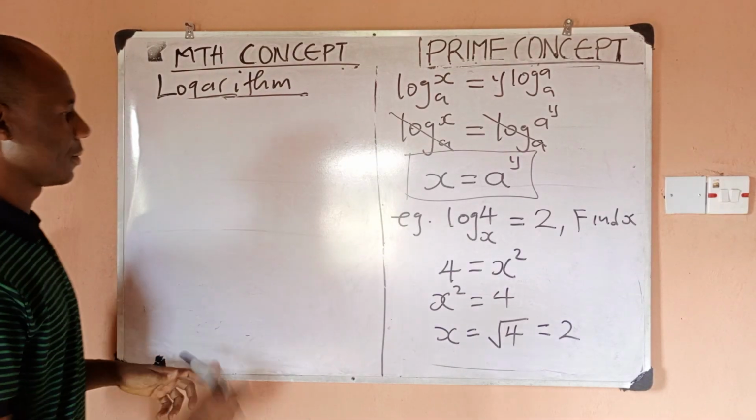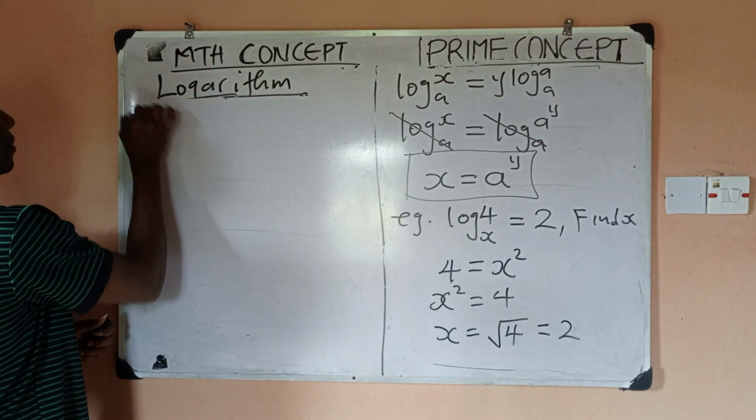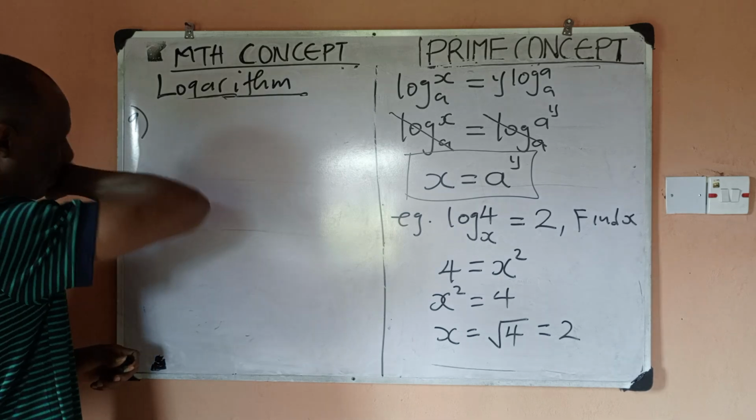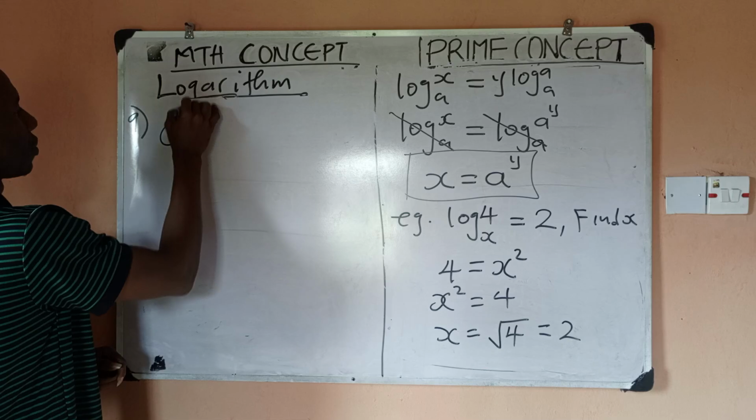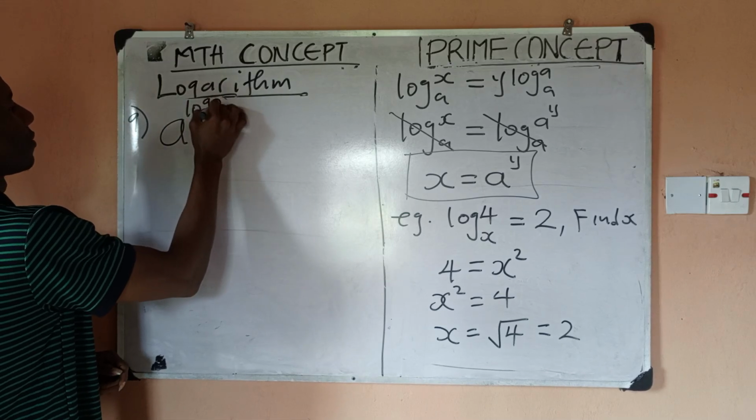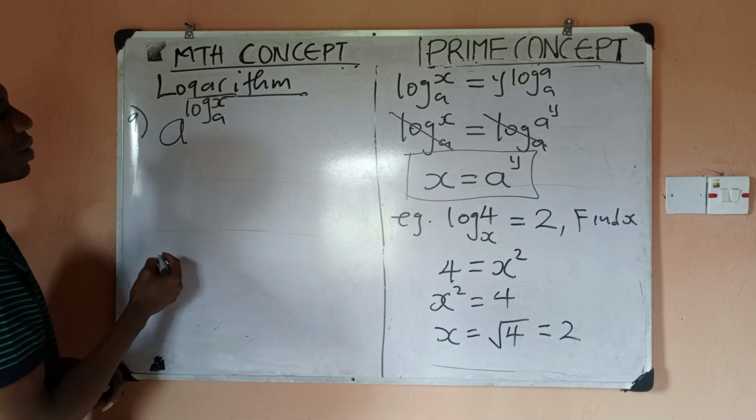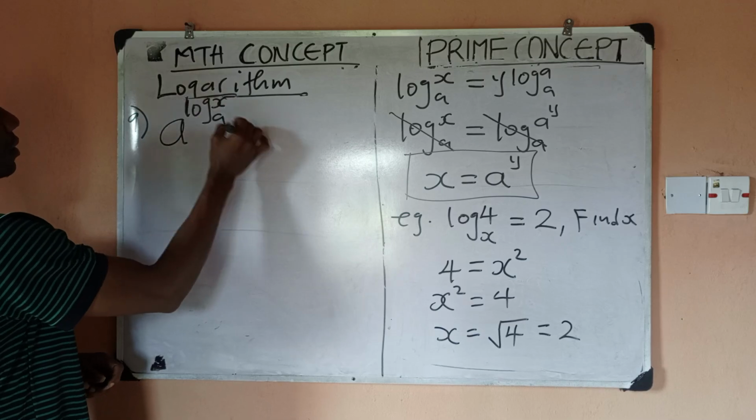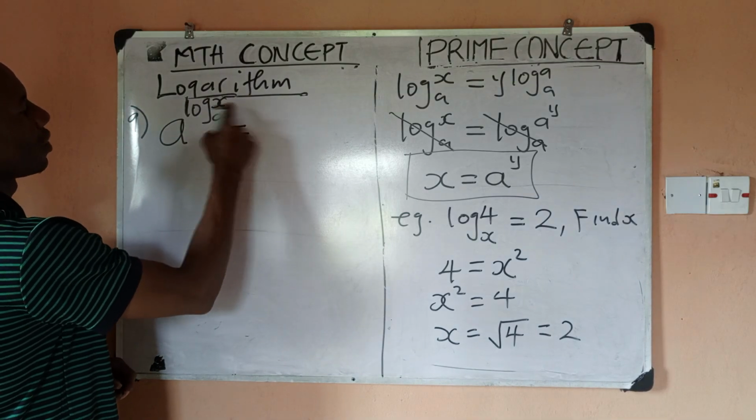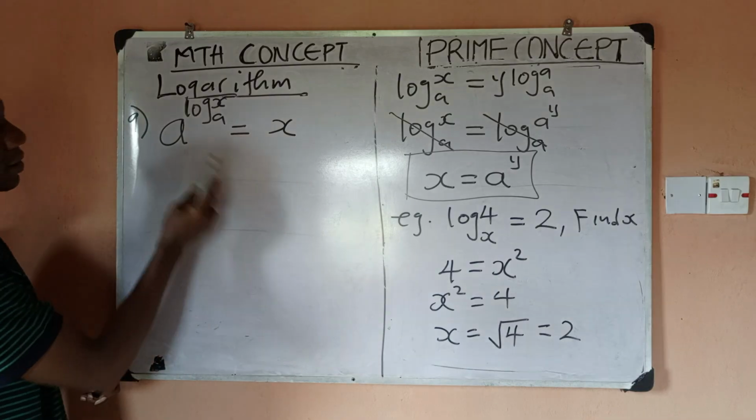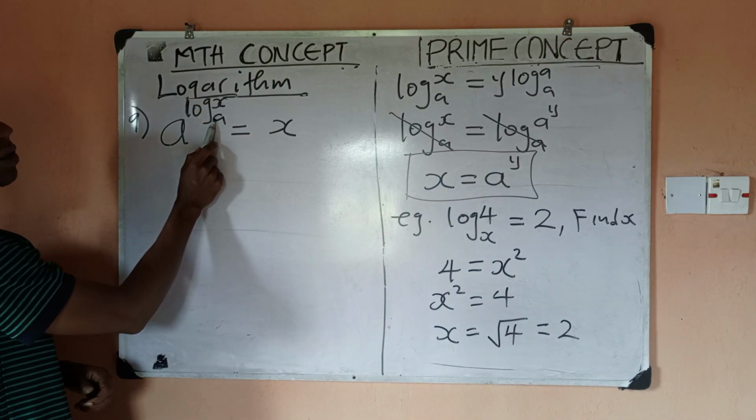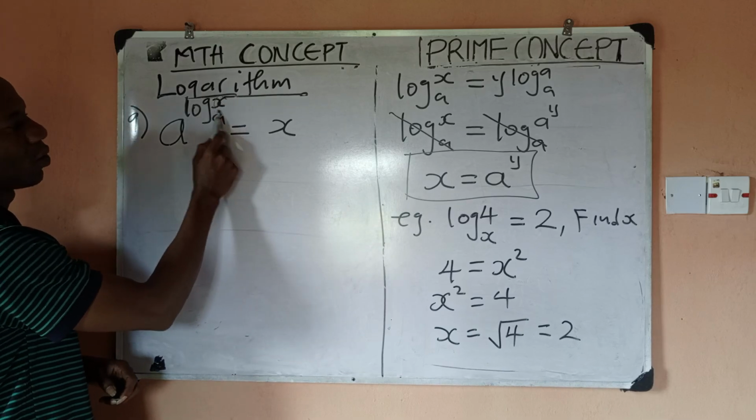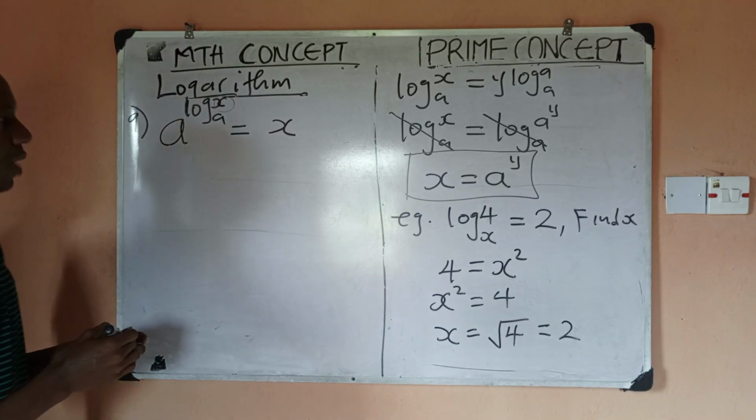Rule 9: we have a to power log of x base a. What would this be equal to? This would be equal to x, right? If you notice, when you have a base and it's the same as the base of your logarithm, then it will just be what you have here, which is x. And we can prove this.